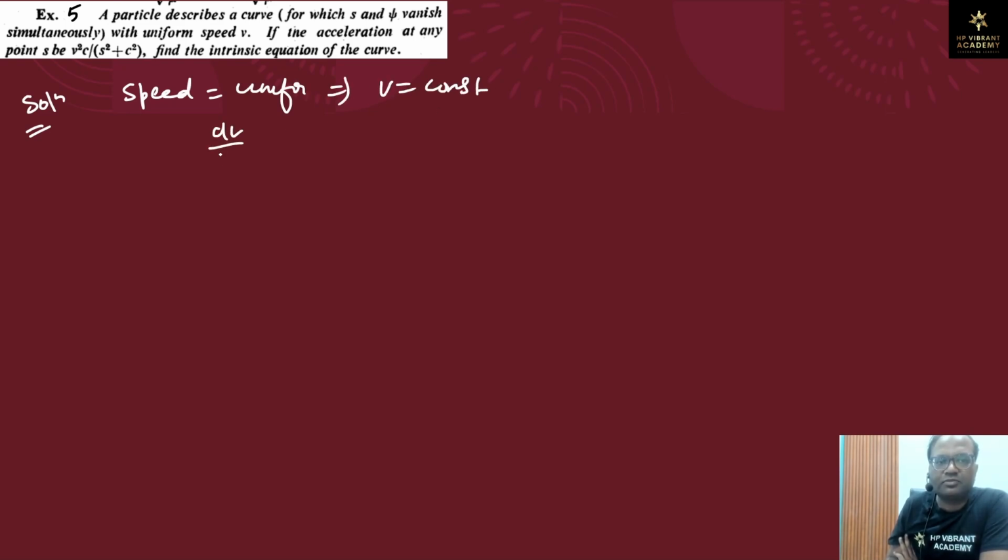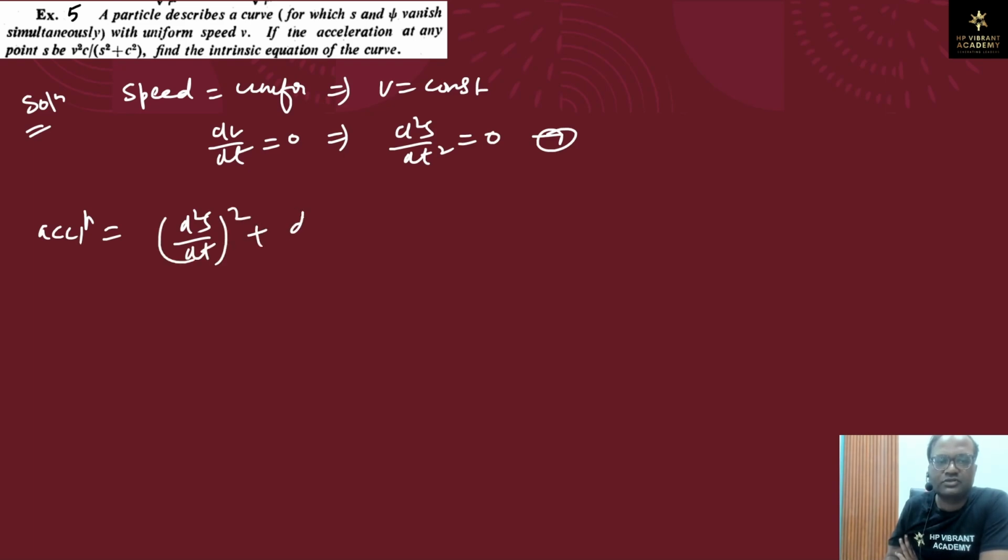What is given in the question? The particle describes a curve for which s and psi vanish simultaneously with uniform speed. The speed is uniform. Therefore v is equal to constant. So we have dv upon dt is equal to 0. This means d2s upon dt square is equal to 0. This is equation 1. So we have acceleration is equal to under root d2s upon dt whole square plus dv upon.